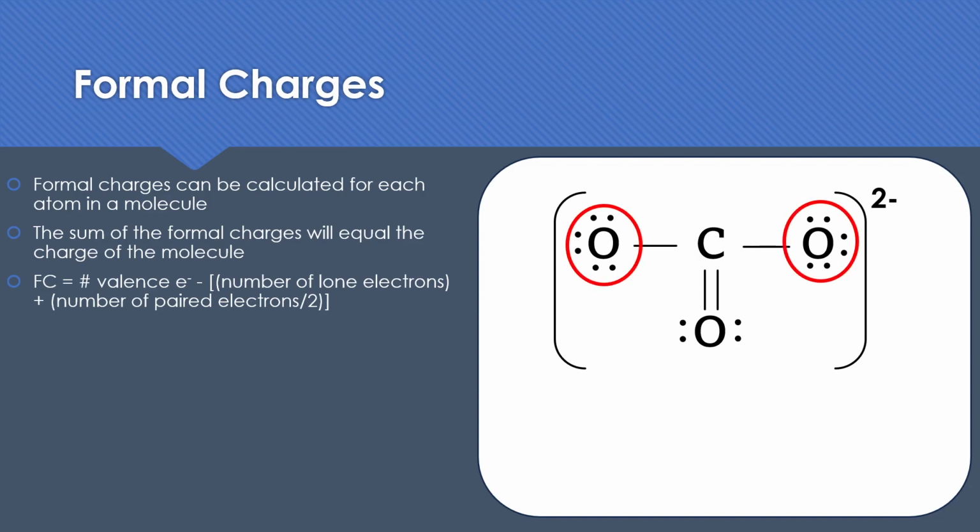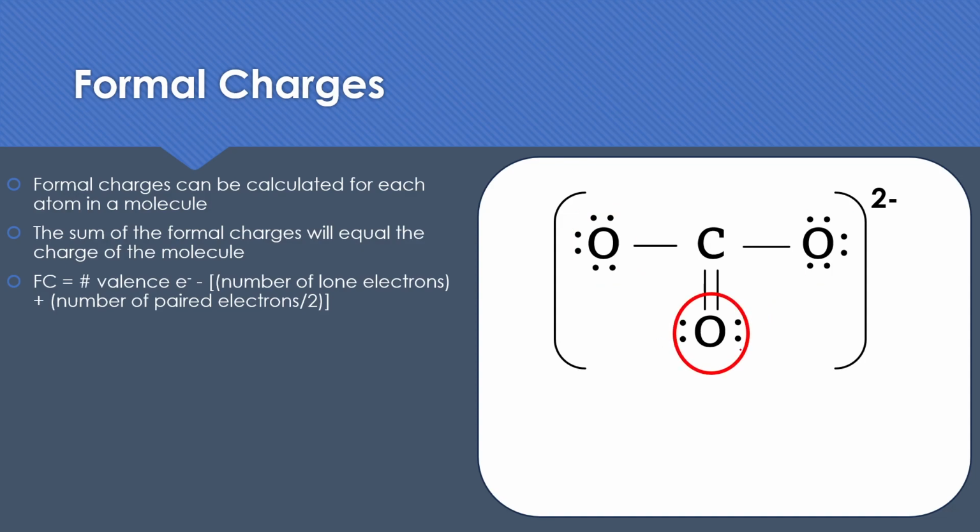So if we look at these oxygens, okay, on each of them, they're the same. So 2, 4, 6 unpaired electrons and 2 paired electrons. So the formal charge is 6, the number of valence electrons on oxygen, minus number of lone electrons plus number of paired electrons divided by 2. So it's 6 minus 6 plus 1, 6 minus 7, or minus 1. So both of these oxygens will have a minus 1 charge.